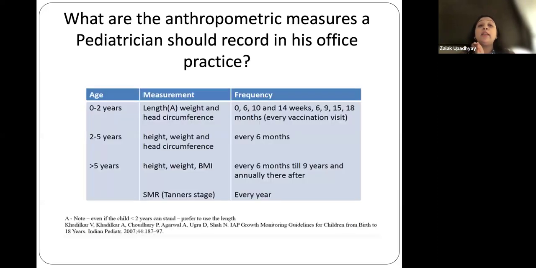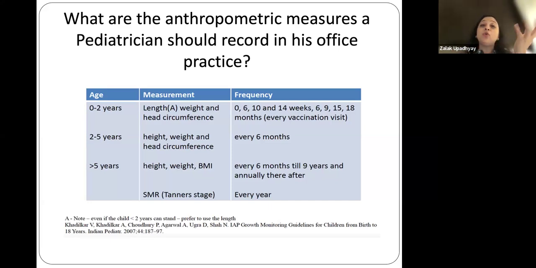So, what do we need to measure? From 0 to 2 years of age, it is length, weight, and head circumference. Remember, even if the child can stand, till 2 years of age, it is length only and not height. Not standing, it is supine length from 0 to 2 years. So, we take length, weight, and head circumference. And the frequency, when they come for vaccination visit, that's a must.